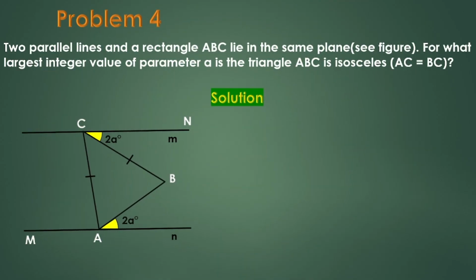Problem 4. Two parallel lines and a triangle ABC lie in the same plane. See figure. For what largest integer value of parameter a is the triangle ABC isosceles, AC equals BC? And so we see two equal angles that are equal to 2 alpha degrees. Now, what we do is we denote the angle ACB x degrees.